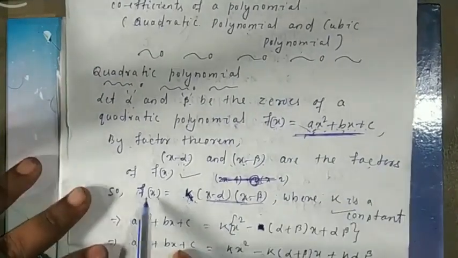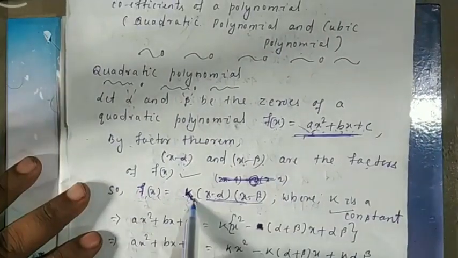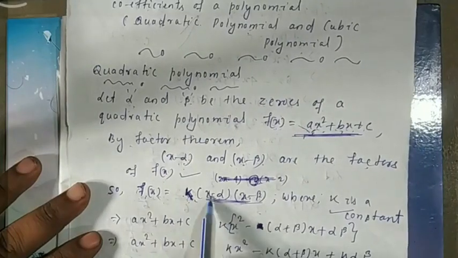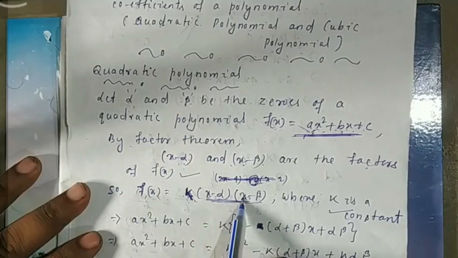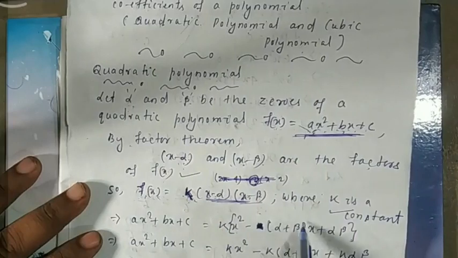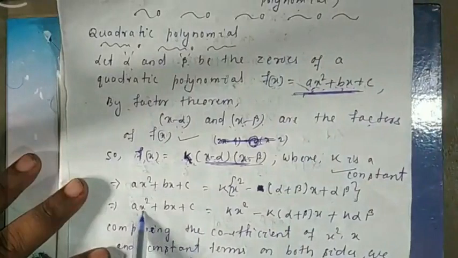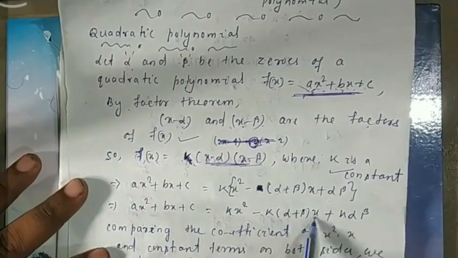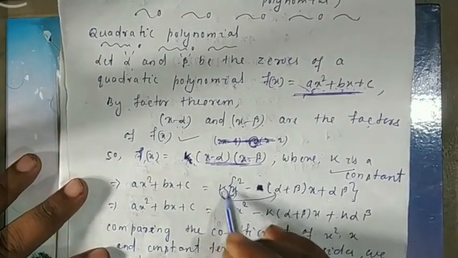Similarly, in place of f of x, I can write ax squared plus bx plus c. Multiplying out: x into x is x squared, x into minus beta is minus beta x, minus alpha into x is minus alpha x, and minus into minus gives plus alpha beta. I took x common, that's why I wrote alpha plus beta. Similarly, ax squared plus bx plus c equals k x squared minus k into alpha plus beta into x plus k alpha beta, multiplying k throughout.